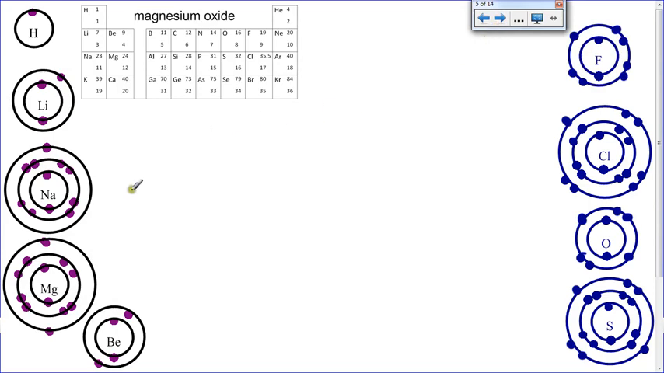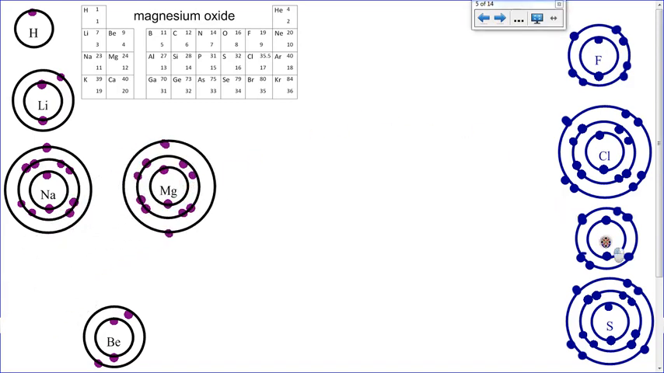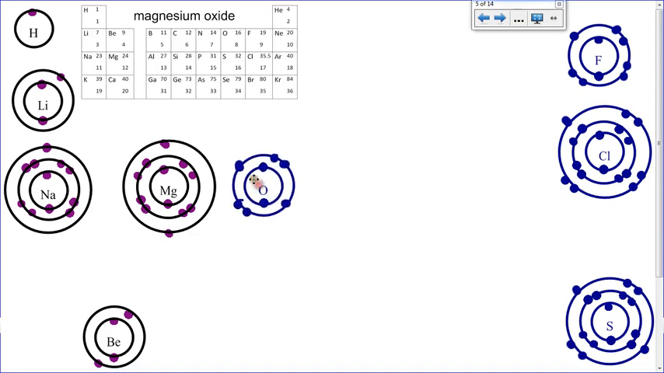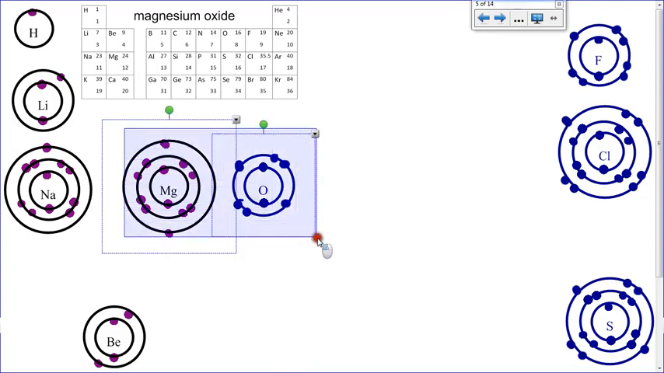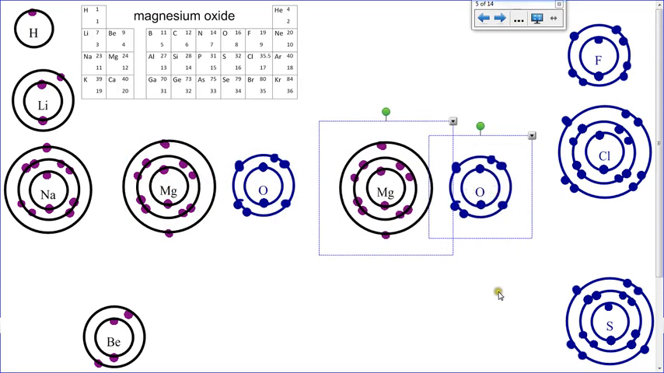Okay, so magnesium oxide. We need a magnesium atom, an oxygen atom. Magnesium's in group 2, it wants to give away 2. Oxygen's in group 6, it needs to gain 2. So let's do the same again, before and after.